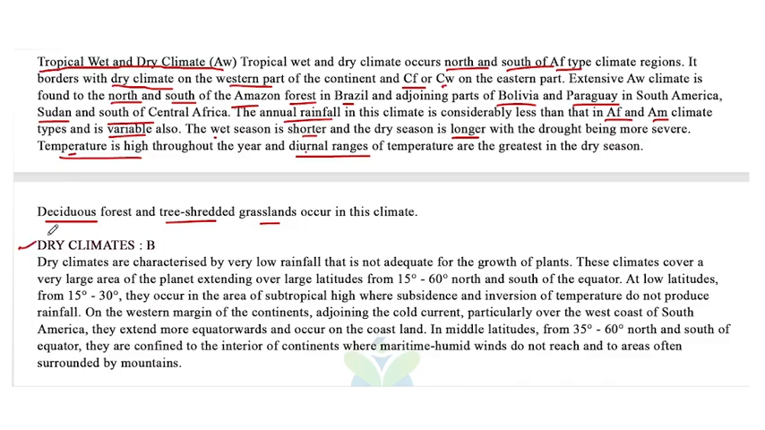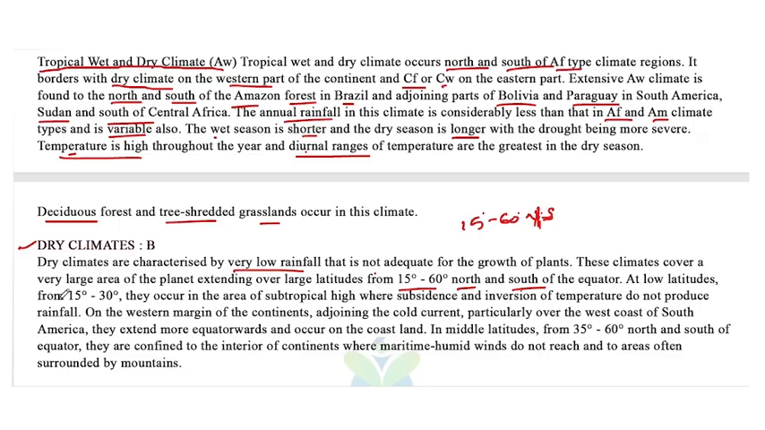Now, dry climates, B. Dry climates are characterized by very low rainfall that is not adequate for the growth of plants. These climates cover a very large area of the planet, extending over large latitudes from 50 degrees to 60 degrees north and south of the equator.